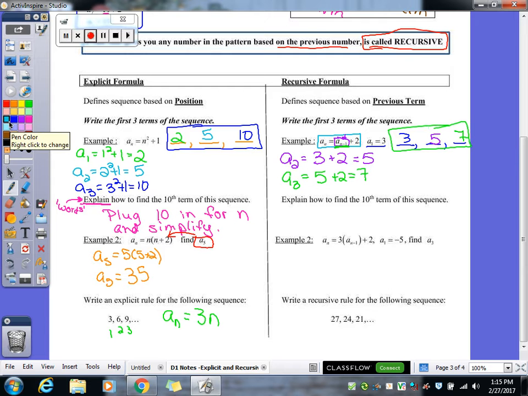So with our recursive sequence, explain how to find the 10th term of the sequence. How would we find our 10th term? What do we need to know in order to find our 10th term, I guess should be my question. We need to know the 9th term, but to get the 9th term, we need to know the 8th term. So we got to find the first 9 terms, then add 2.